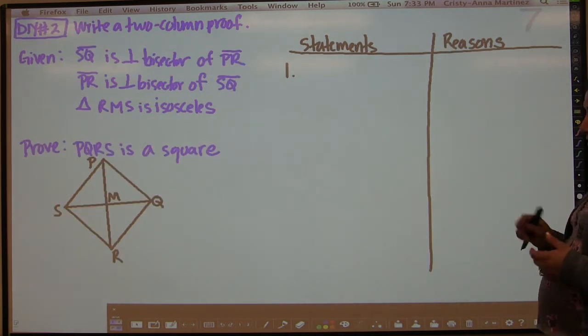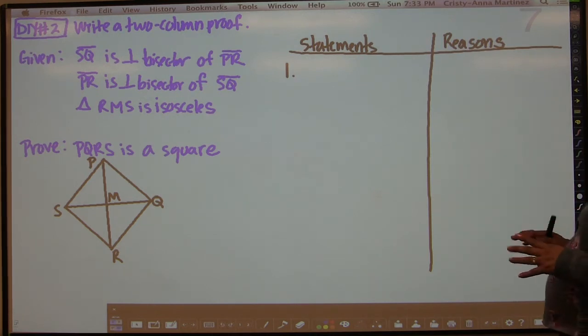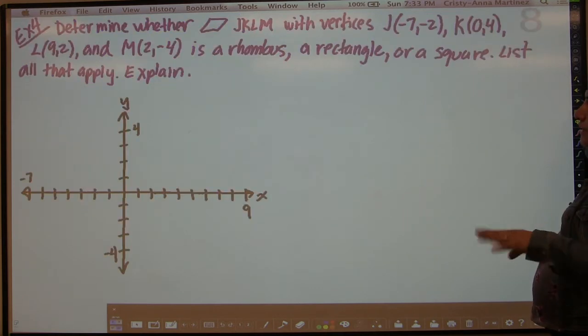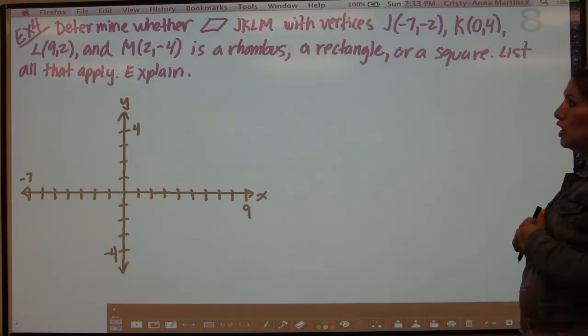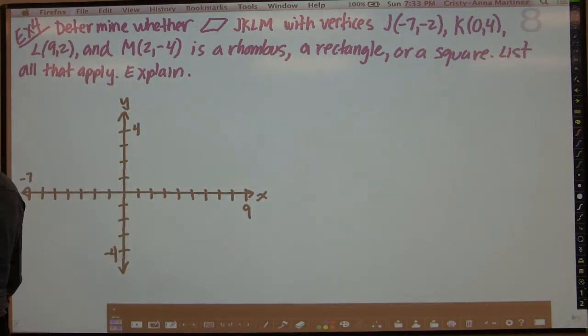So this is do-it-yourself number 2. Write a 2-column proof, and they have some information for you there, and then we'll discuss that in class if you didn't quite figure it out. Then we're going to skip example 3, and we're going to go straight to example 4. And in example 4, it's asking us to determine whether or not this parallelogram with these particular vertices is a rhombus, a rectangle, or a square.